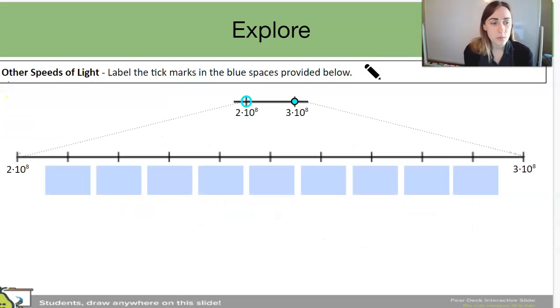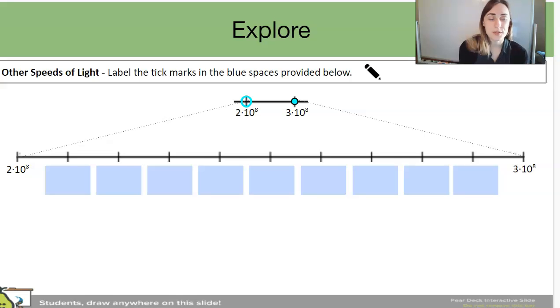So here you can see we're zoomed all the way in on the original number line that we created, and we're going between 2 times 10 to the 8th power and 3 times 10 to the 8th power, and we're thinking about what would these little increments or little spaces be if we zoomed in on this number line. So take a moment, look at the coefficients you're given, look at the bases, look at the exponents, and think about what each step should be.